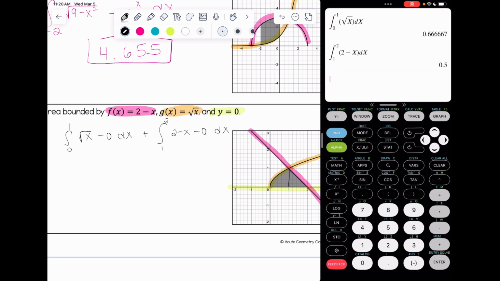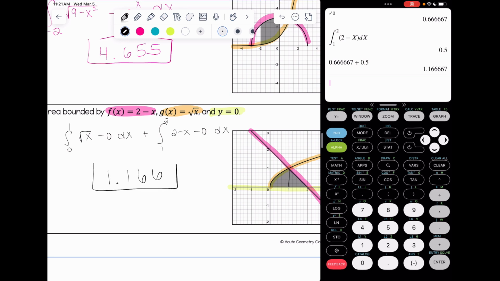If you look to the right of my screen, you can see that I evaluated each of these integrals in my calculator, and now I'm simply going to add them together. So I'm going to add 0.66 repeating and 2.5, and our answer here to 3 decimal places will be 1.166 as our area of that shaded region.